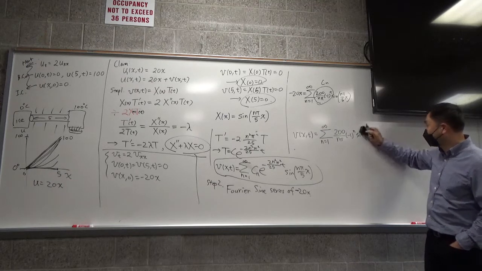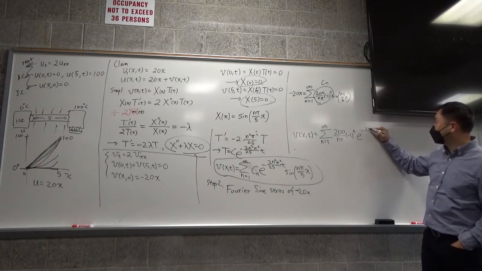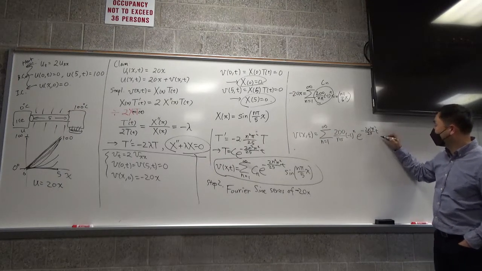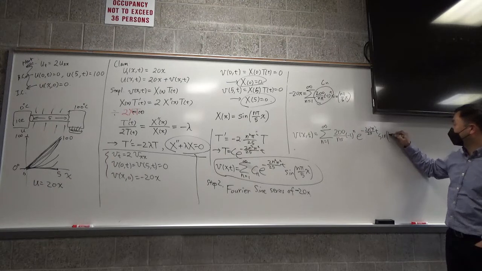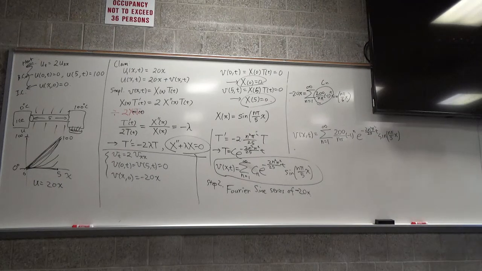Oh, I forgot the e. Shouldn't forget that e to the negative 2n squared pi squared over 25t sine n pi over 5x. Okay, however, this is not the answer yet. What's the answer to the original question?